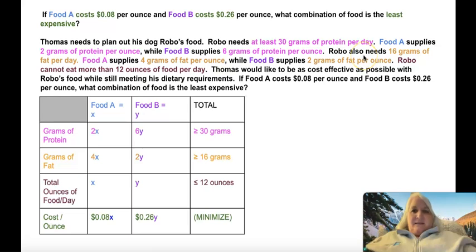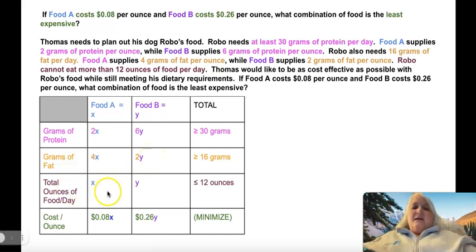Robo also needs 16 grams of fat per day, so he can have at least 16 grams of fat. So it's got to be greater than or equal to 16 grams, the total. And then we have 4 grams of fat per ounce for food A, so that would be 4X, and then 2 grams of fat per ounce for food B, so that would be 2Y.